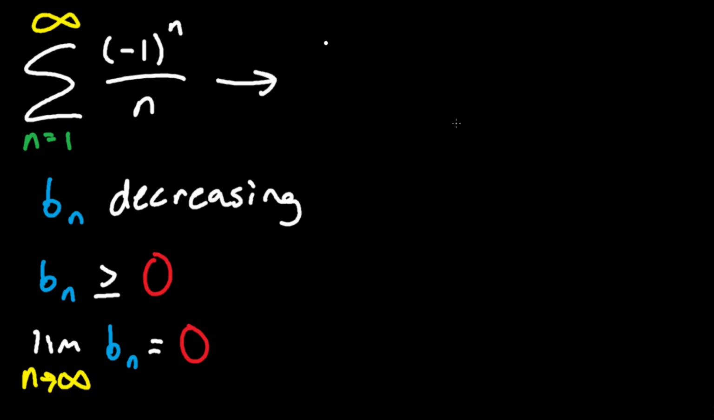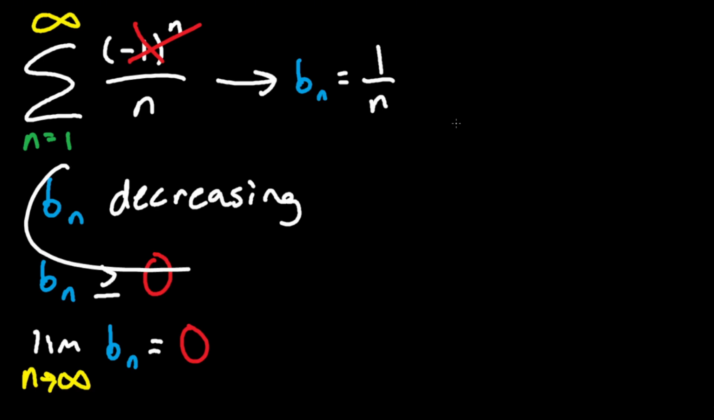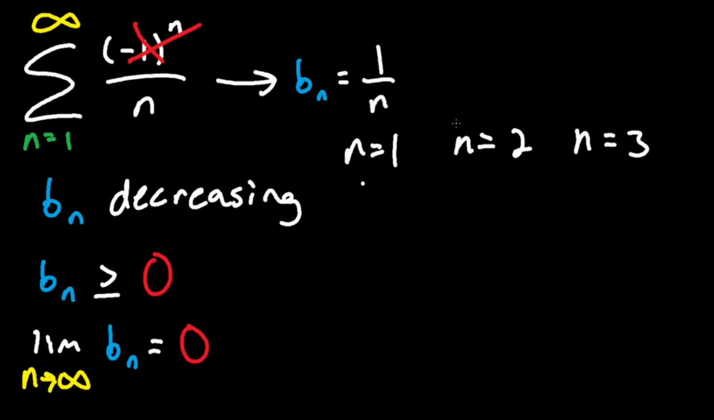So first things first, we take the absolute value of this to get b of n. If you were to take the absolute value of this, you cut out the alternating part, you just get 1 over n, right? So we have b of n is equal to 1 over n. This is our absolute valued series. Now let's take a look at the conditions for the alternating series. Is it decreasing? Well, if we take a look as n goes up for this series, n is equal to 1, n is equal to 2, n is equal to 3, you're going to realize that you just get 1 over 1, 1 over 2, 1 over 3. Okay, this is monotonically decreasing, right? Each next number is getting smaller and smaller.